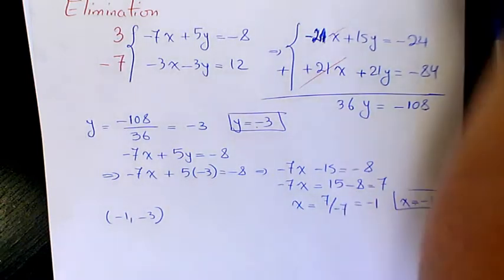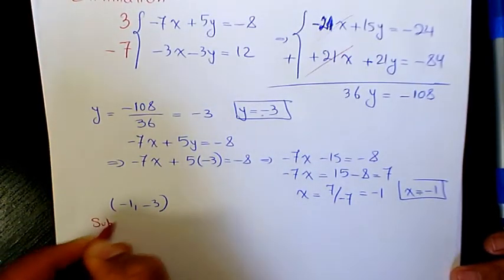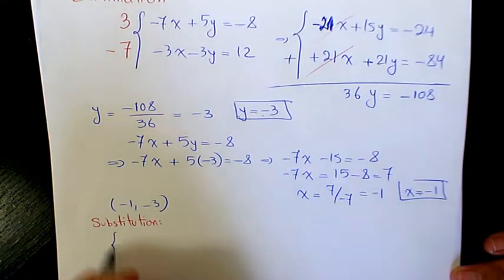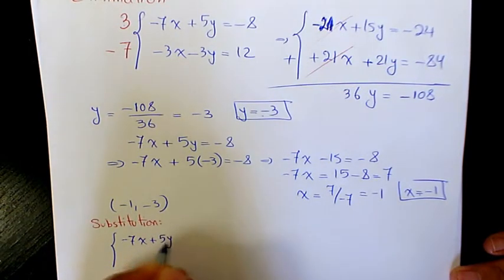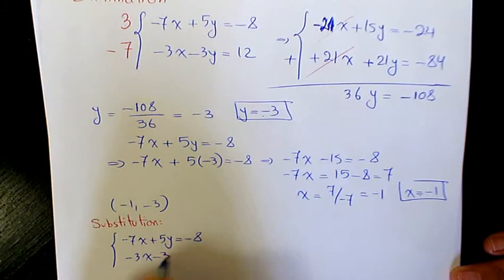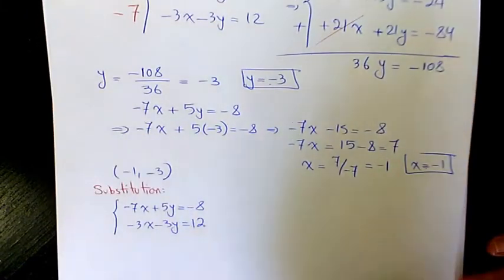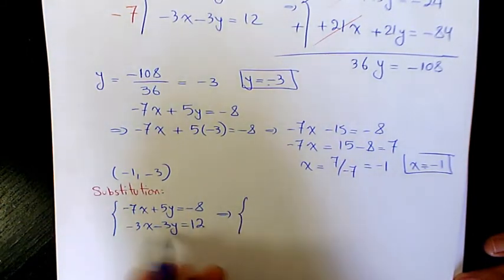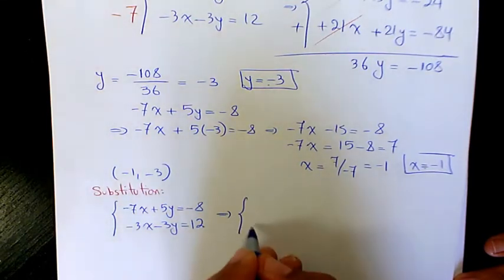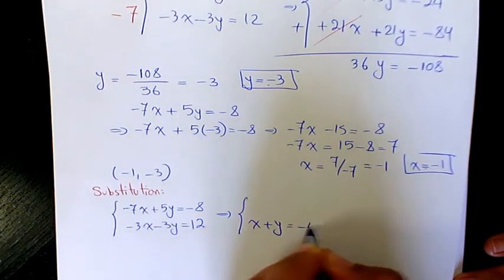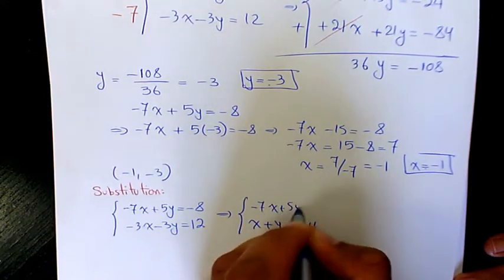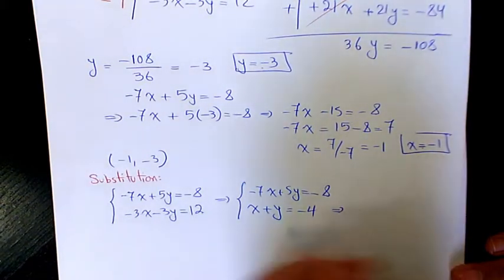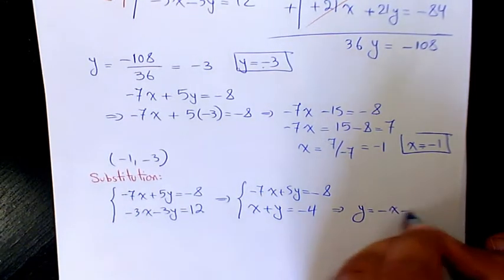Now let's try the substitution method. I'm just going to write them again. As you see here, none of them are 1, but here I can simplify it. So I can divide the second equation by negative 3. So it's going to be x plus y equals negative 4. And keep the first equation like that. Then I can isolate x or isolate y, doesn't matter. Let's isolate y. y equals negative x minus 4.